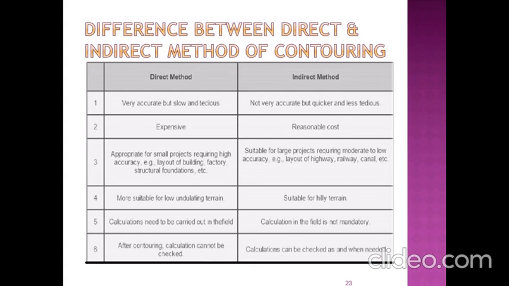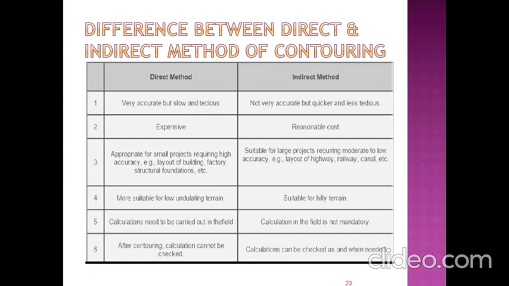Next, the direct method is appropriate for small projects requiring high accuracy, that is, layout of buildings, factory structures, foundations, etc. In the case of the indirect method, it is suitable for large projects requiring moderate to low accuracy, that is, layout of highways, railways, canals, etc. The next point, the direct method is more suitable for low undulating terrain, and the indirect method is suitable for hilly terrain.